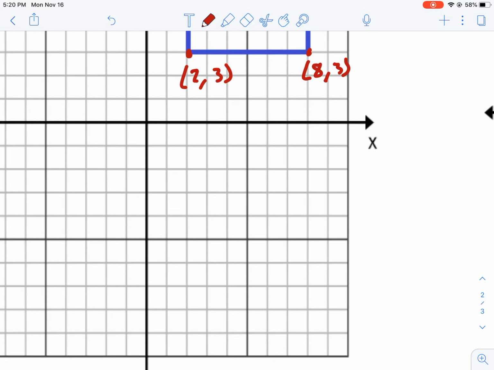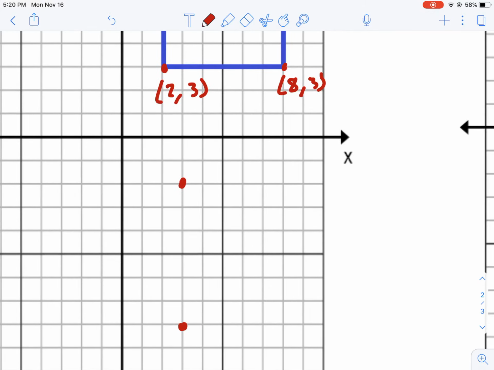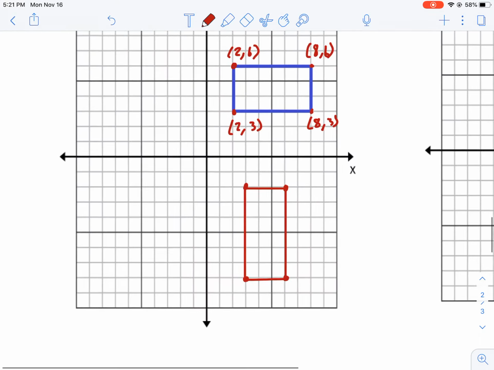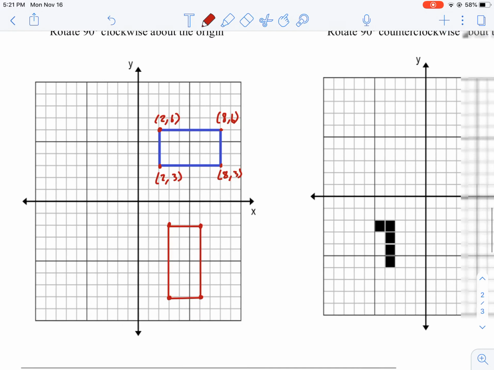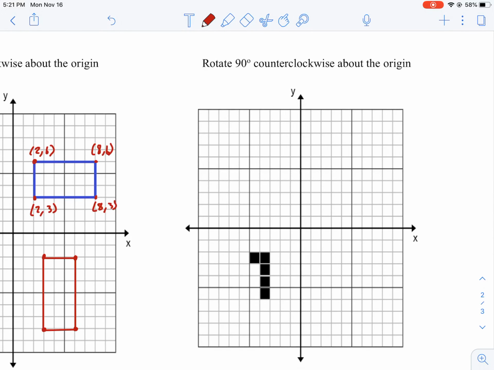So 2, 3, that'll become 3, 2. So we're going to go over 3, down 2. 8, 3, so we're going to go over 3, down 8. Then we've got 2, 6, so we're going to go over 6, down 2, and over 6, down 8. And this is our new rectangle. And there we go. That's a 90 degrees clockwise rotation.